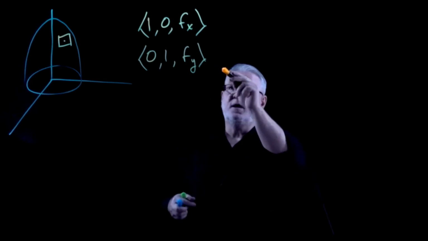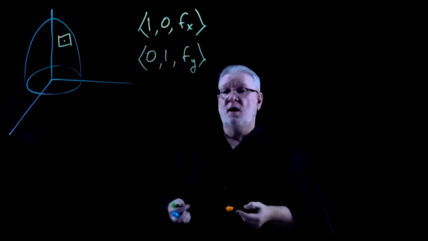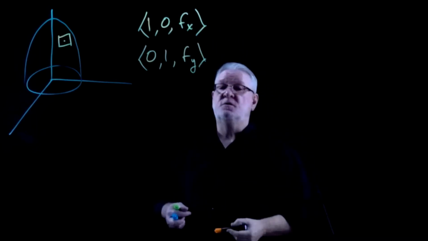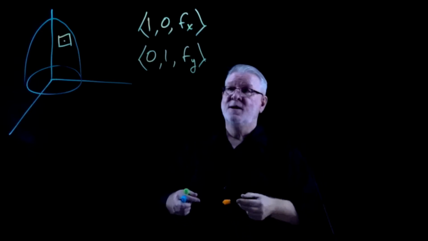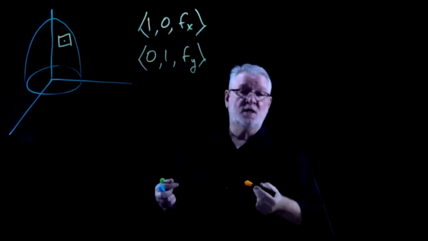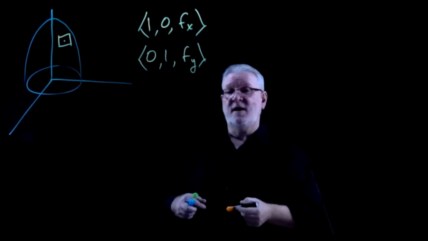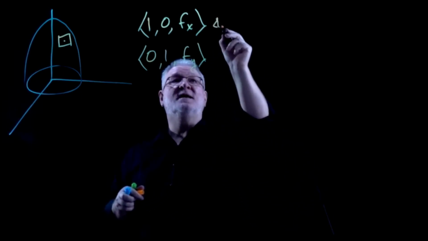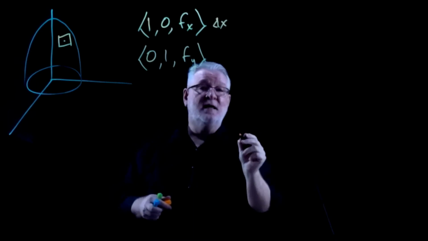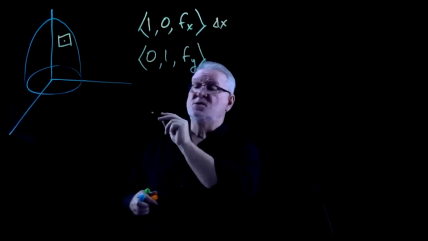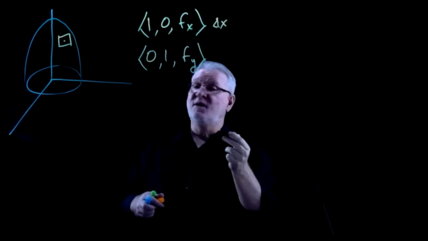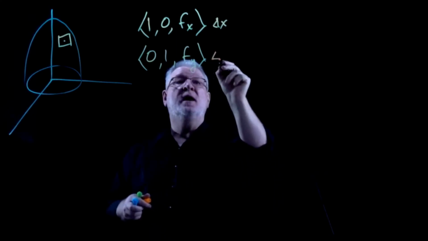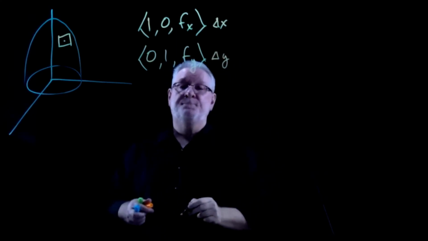Now, of course, I don't really know how long either of these are because they're solely functions of whatever these partial derivatives are. So I also don't know that their cross product is going to give me the area I'm after. So I'm going to multiply these by a factor. I'll multiply this one by delta x, whose size I can control, so I can make it as large or small as I want. I can even make it infinitesimally small, and I'll multiply this one by delta y.